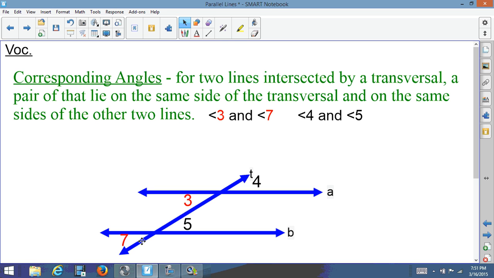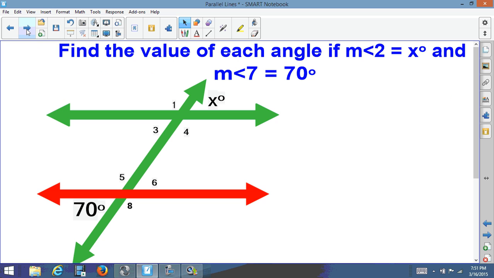So they're on the same side, and they correspond in position, the location of the line with the angle, as well as angles 4 and 5. 4 is on top of line A, and angle 5 is on top of line B. They're on the same side, and they are called corresponding. So they're also equal in value, or congruent. So those are corresponding angles.